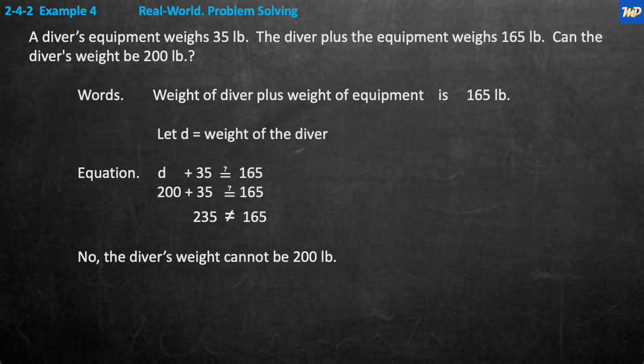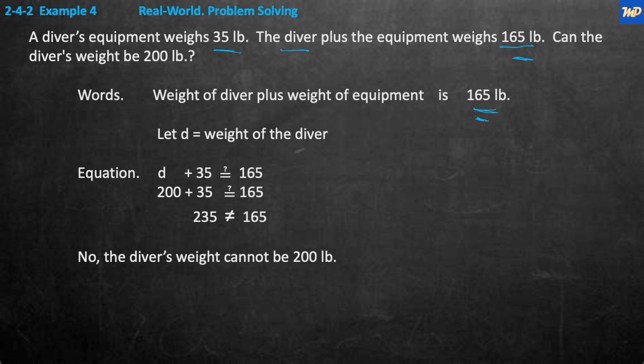Okay, example 4. This is a real-world problem we're going to solve here. A diver's equipment weighs 35 pounds. We don't know anything about the diver other than that the diver plus the equipment is 165 pounds. So we know the total weight of the diver plus the equipment. We don't know the diver's weight, but we do know the weight of the equipment. Can the diver's weight be 200 pounds is the question. Can he be 200 pounds? Well, let's find out. So in words, it says the weight of the diver plus the weight of the equipment is 165 pounds.